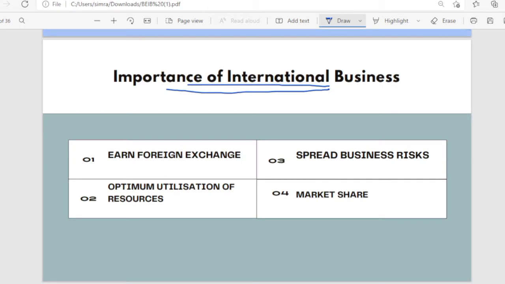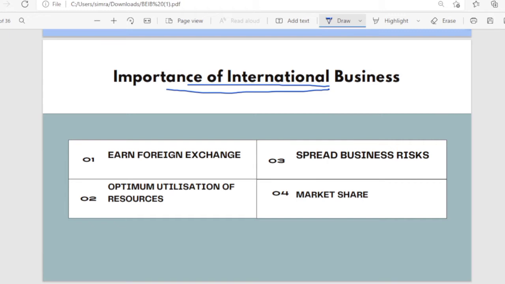Now here are some important points of international business. Why is international business important? Okay, what is the importance, or you can say what are the objectives, or what are the characteristics, why doing business internationally is nice, is good, is positive, is helpful for your business to grow.